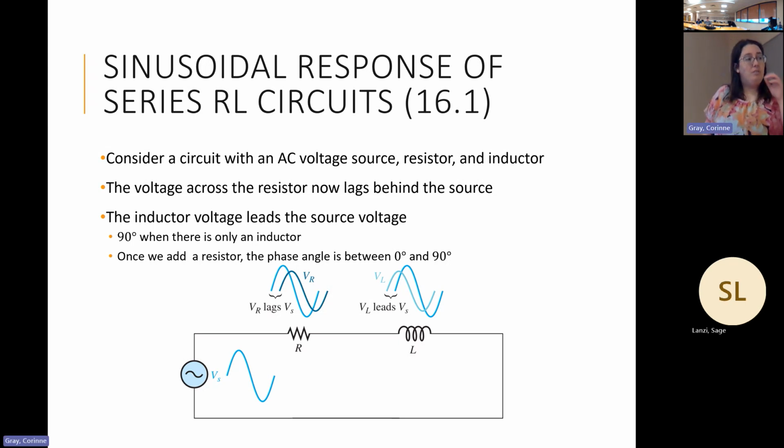So here we have our two voltages. Now our resistor is the lagging object and the inductor is the leading object.